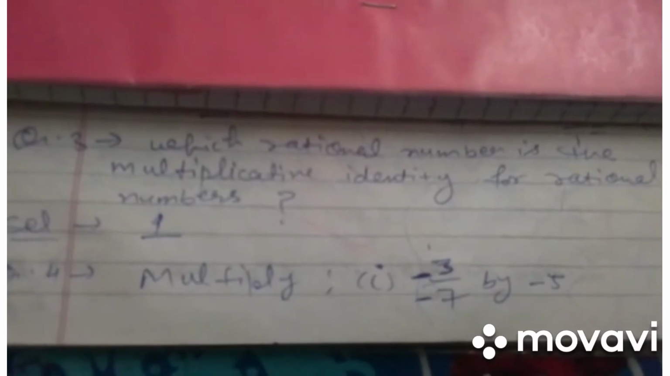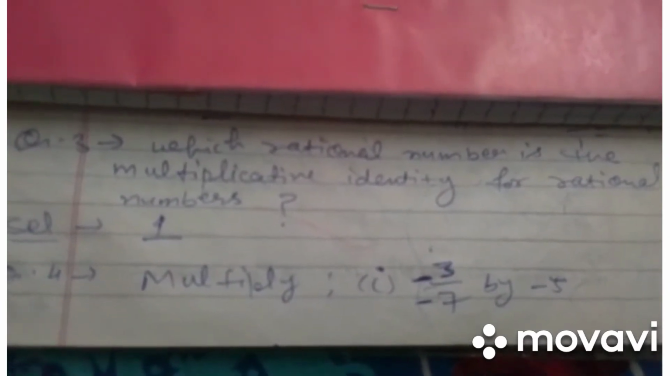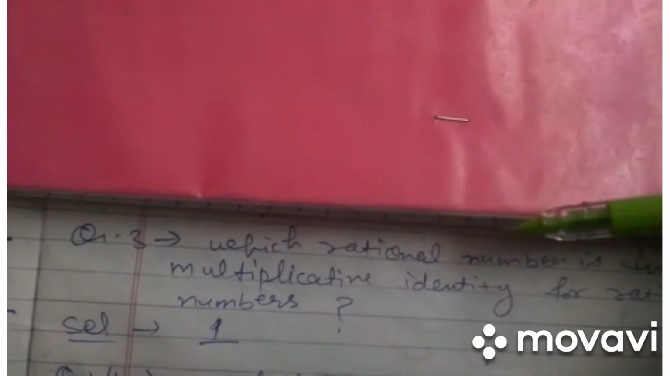7th Prachi Maths exercise 2.8 question number 3. Which rational number is the multiplicative identity for the rational numbers? Answer is 1. 1 only is the rational number which is the multiplicative identity for the rational numbers.